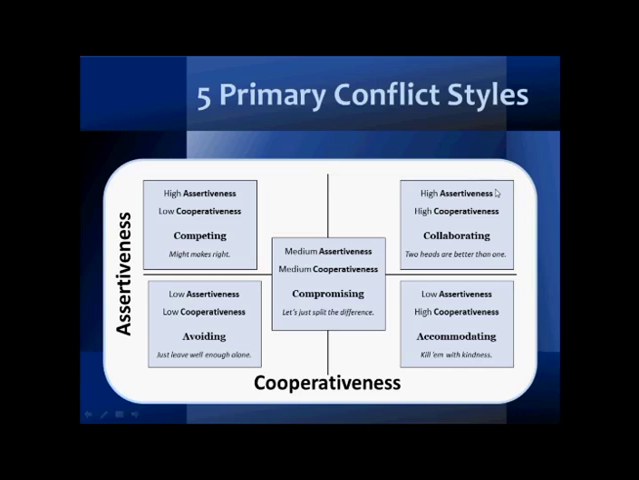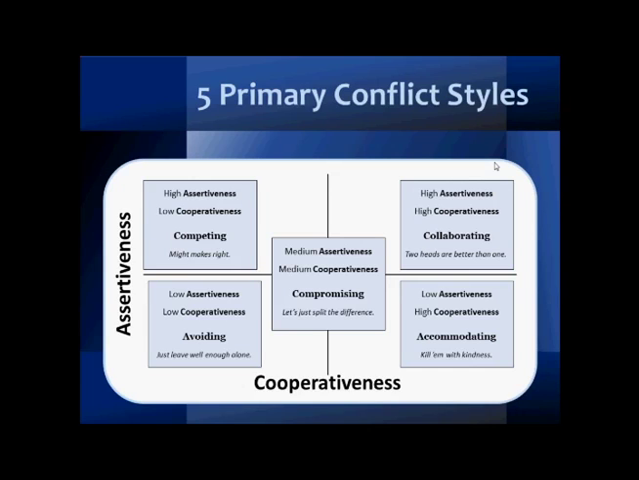And then finally, we've got this one known as collaborating. It's both high in assertiveness, wanting to make sure that your needs are met, high in cooperativeness, wanting to make sure the needs of the other party are met and that you're really working together. And it comes in with the philosophy that 2 heads are better than 1.